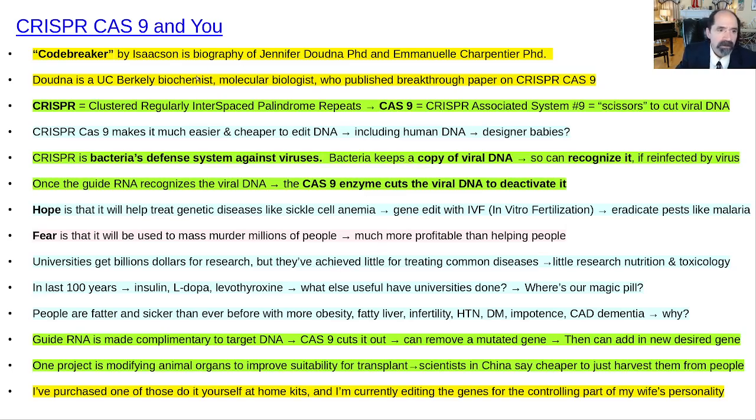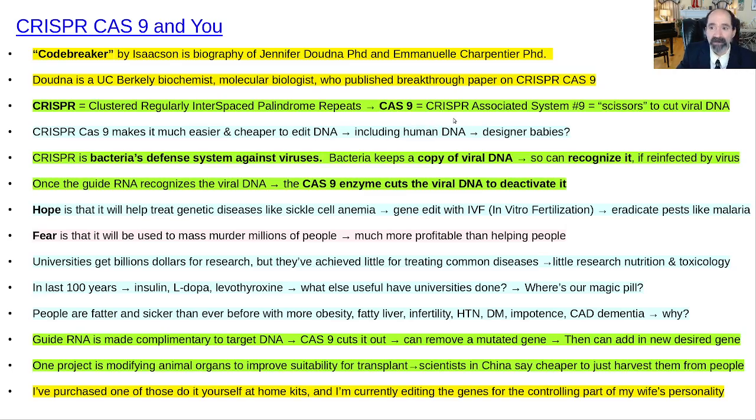So there's a book called Codebreaker. It's written by Isaacson. It's a biography of a lady named Jennifer Doudna. She's from the University of California, Berkeley, PhD, and Doudna worked with Charpentier, a PhD lady from France. They worked together to determine a lot of what CRISPR-Cas9 actually does. The word CRISPR is an acronym for Clustered Regularly Interspaced Palindrome Repeats. Big fancy word. What this really is, is a bacterial immune system to fight viruses. Cas9 is just, as we showed, the scissors to cut the DNA.